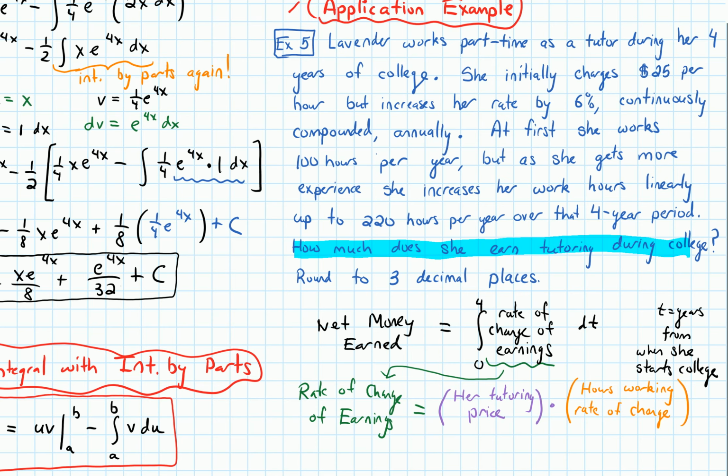So I'm about to go to the next page to really break down now how to get both of these things, the tutoring price and the hours working rate of change. But the next page doesn't have the word problem written out anymore. So if you don't have it written down in your notes, I'd encourage you to take a screenshot or something of this so that you can refer back to it as we continue to talk about the problem.